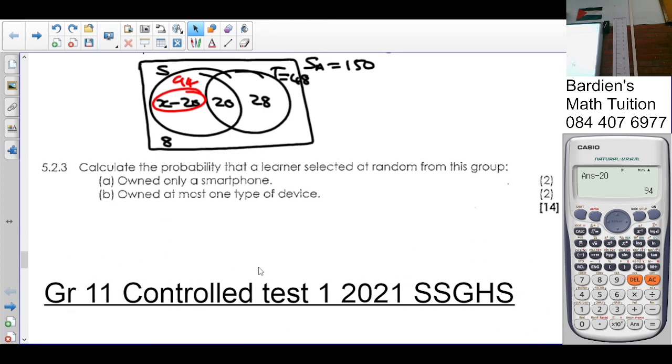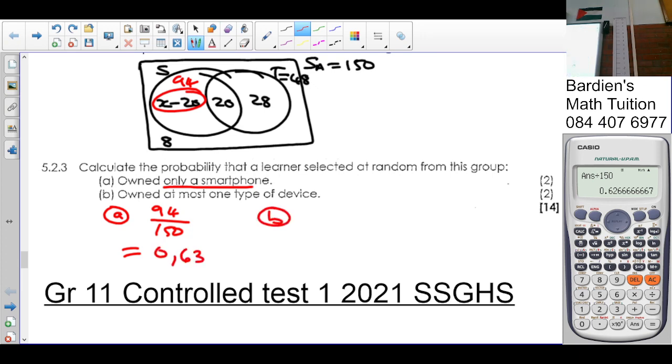So in question 5.2.3, they asked you to calculate the probability that the learner selected at random from this group owned only a smartphone. So to work out the probability is number of favorable outcomes, in this case, it's smartphones only, which is 94, over the number of possible outcomes, or the total number of people in this case, which is going to be 150. So that will be 94 over 150. That gives us 47 over 75, or 0.63.